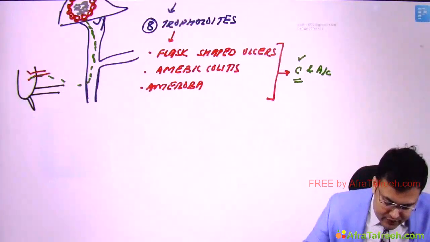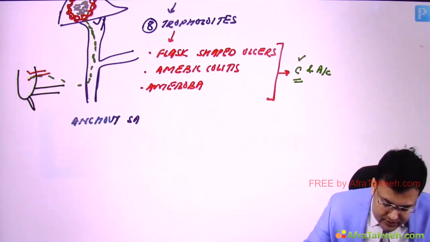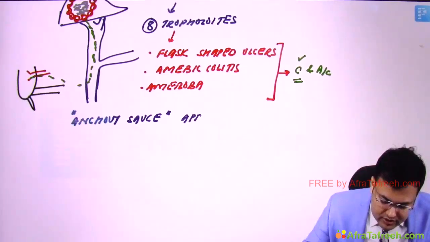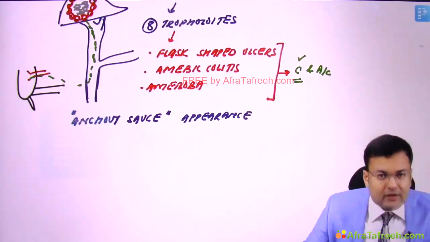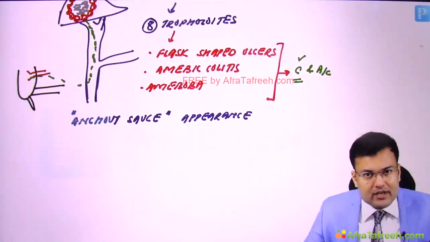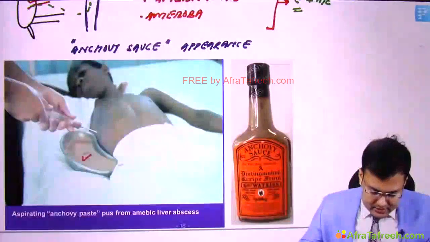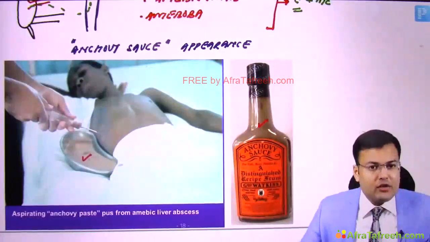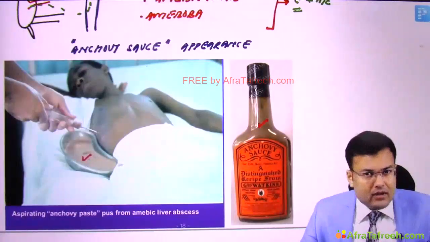Now, what kind of collection? There is reddish brown fluid collected, and that's known as anchovy sauce. So it is having what? Anchovy sauce appearance. Reddish brown fluid because of necrosis of WBCs and hepatocytes. So here you can see the color. This is the color of anchovy sauce. This is the abscess which is having anchovy sauce appearance.